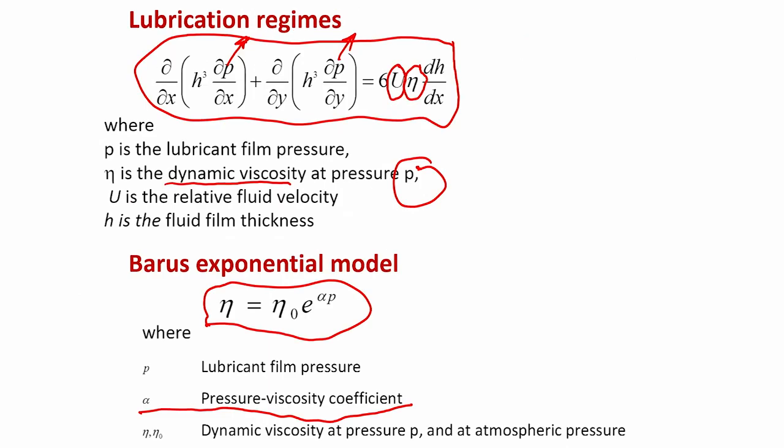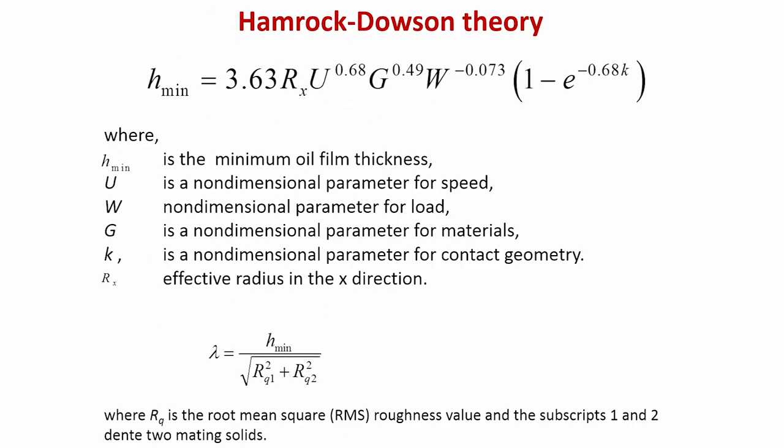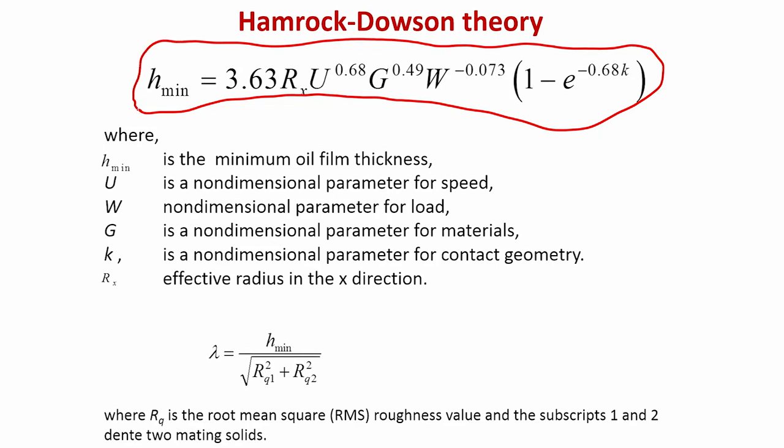Okay. Now, all the equations that I showed you at the very beginning of the last slide, if you solve them with the given boundary conditions, then the minimum lubrication oil film thickness can be expressed by this particular equation. H min is equal to 3.63, where Rx is the effective radius in the x direction. Capital U is the non-dimensional parameter for speed. Capital G is the non-dimensional parameter for materials. W is your non-dimensional parameter for load, and k is your non-dimensional parameter of the contact geometry.